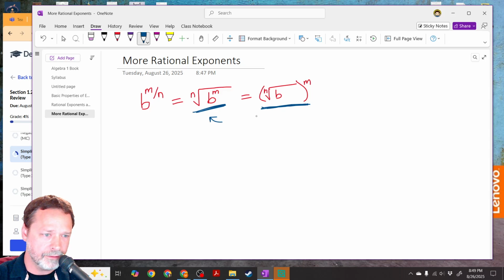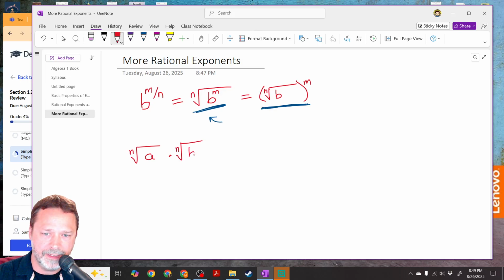So without further ado, we've got a few properties of exponents now that we can expand upon. We've messed around with these in the past. You should have seen these before. But just to make these really clear now, if we have the nth root of a times the nth root of b, what we get is the same as the nth root of a times b. And vice versa. We can go from a product under a root to a product of separate roots.